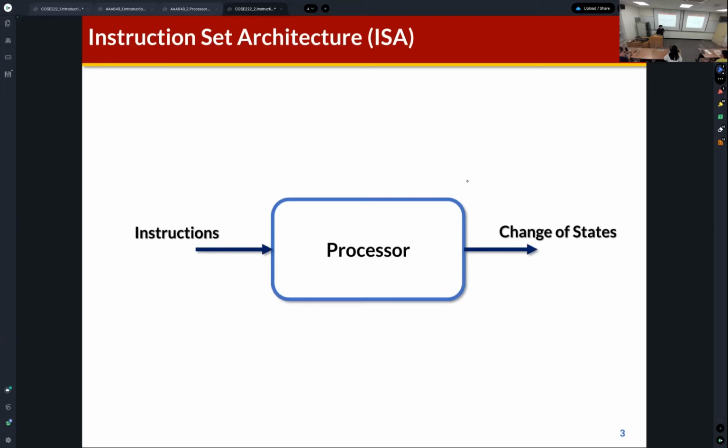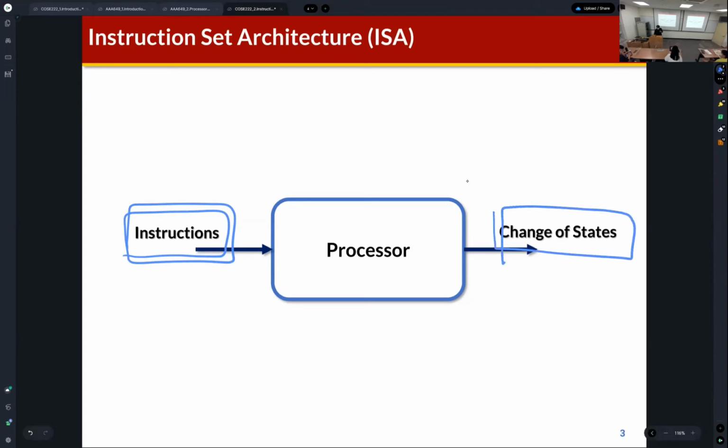So this is a very simple figure. Okay, then what is a processor? What is the meaning of a processor in a computer system? I want to explain. I drew a figure like this. The main role of the processor is that a processor receives instructions here, and then the processor generates the result from the instruction, and this result includes the change of states.